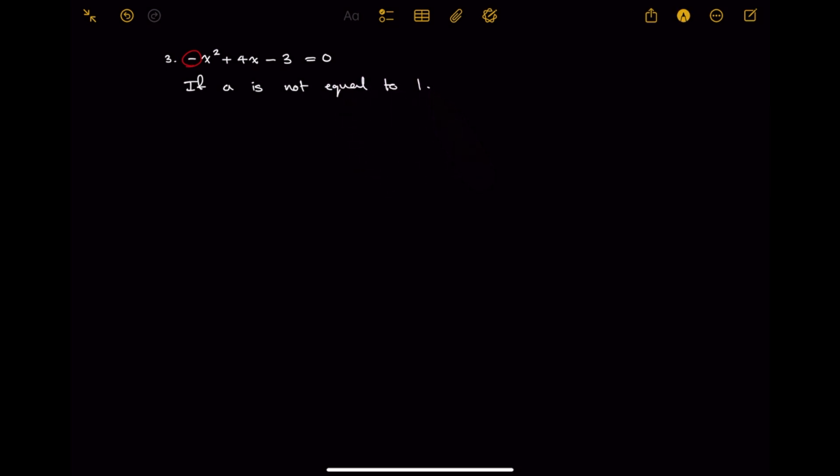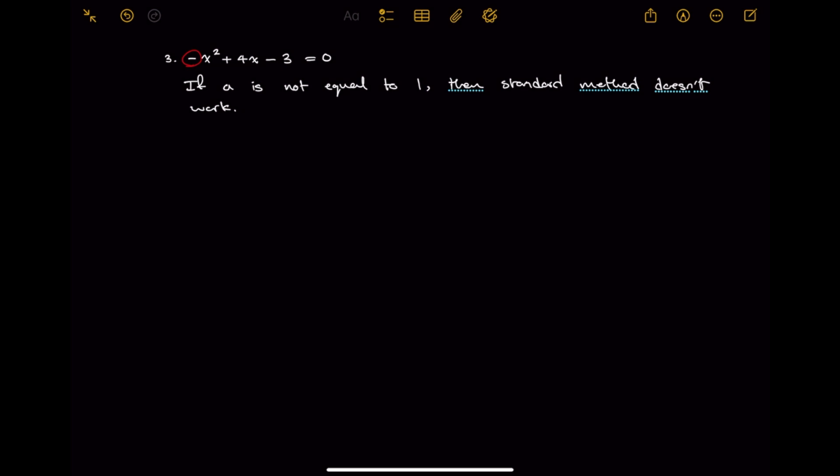equal to 1, then standard method doesn't work. And so what do I mean by that? Well, what I mean is if we go ahead and apply the same procedure where we find two numbers which multiply to negative 3 and add to 4, we're going to sadly not get the correct answer.